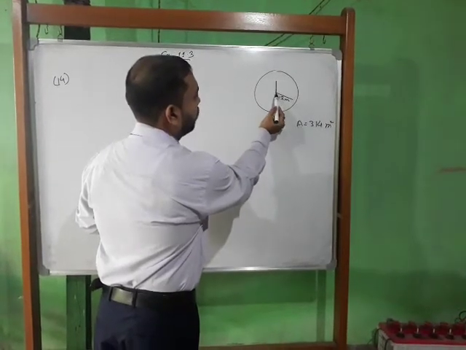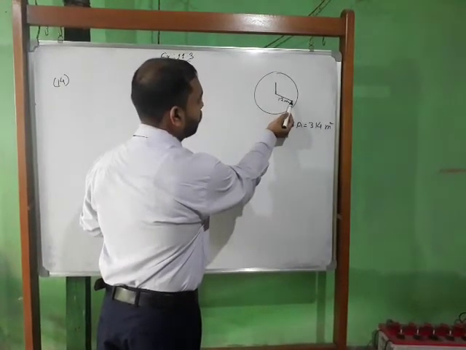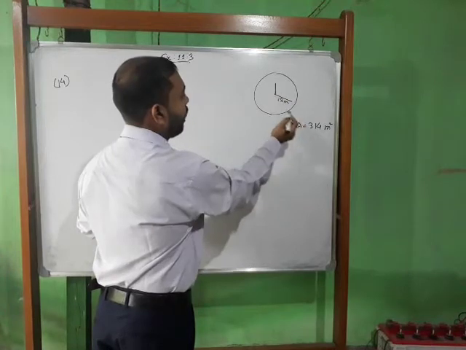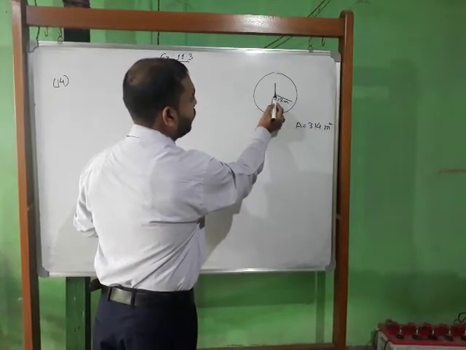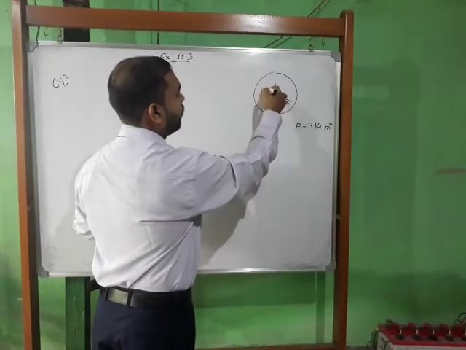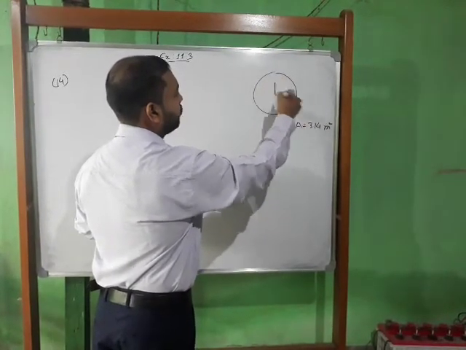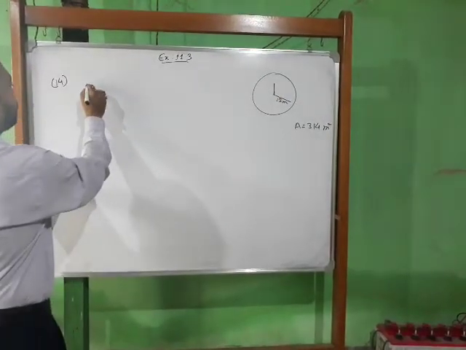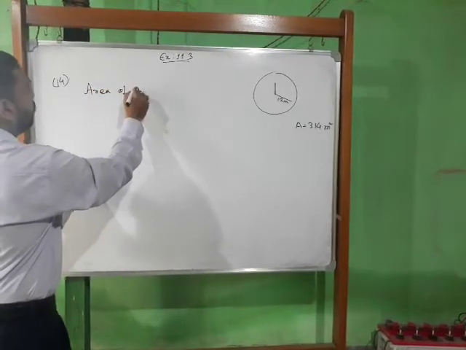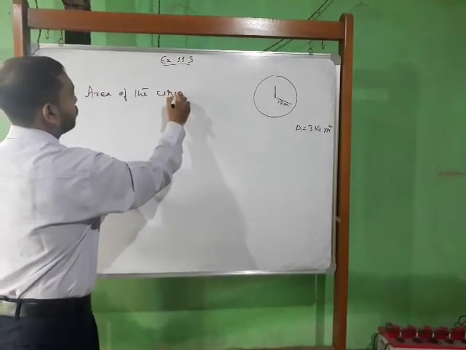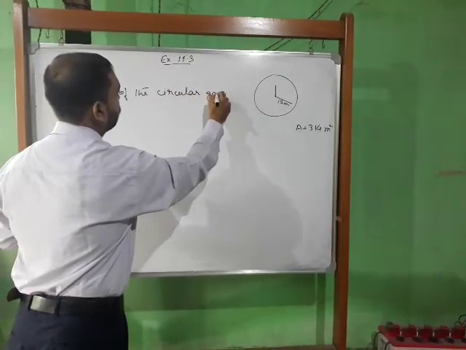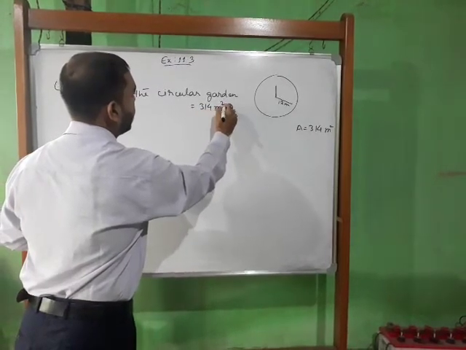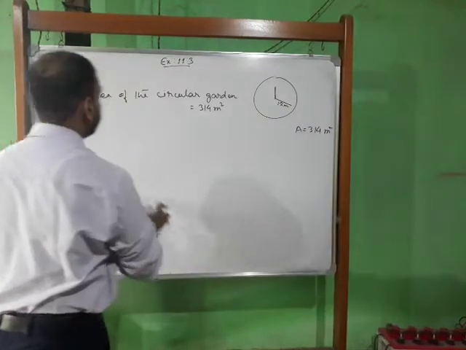I have drawn the radius up to this much because I have to find out whether this sprinkler will cover this whole area of the circle or not. So I have not joined this circle. Let me find out first the area, because the area of the circular garden is already given, that is 314 meter square. Now the radius of the sprinkler is given.